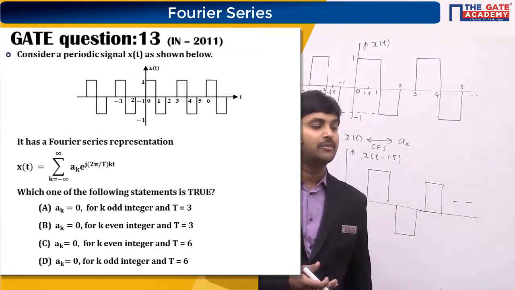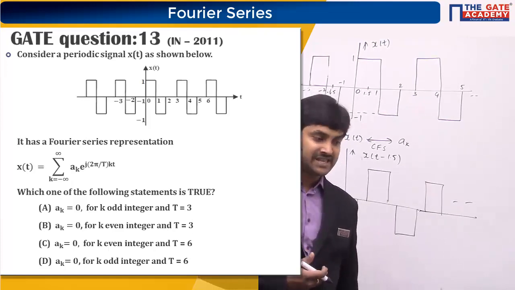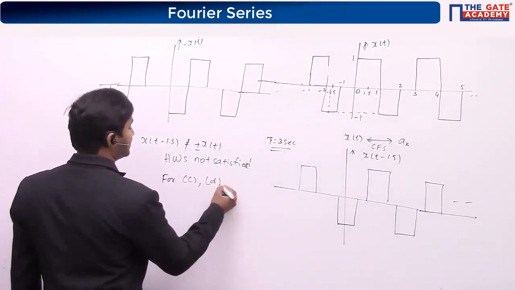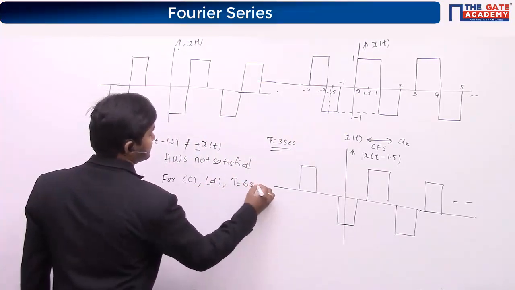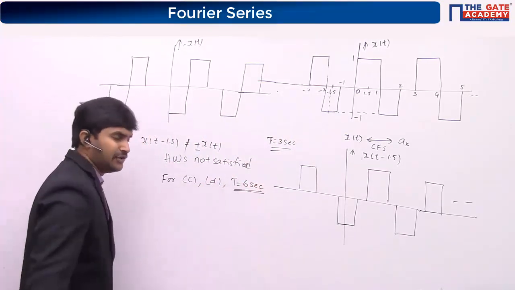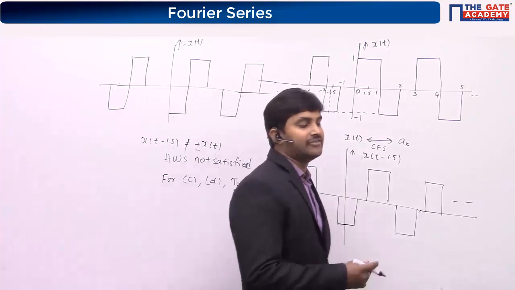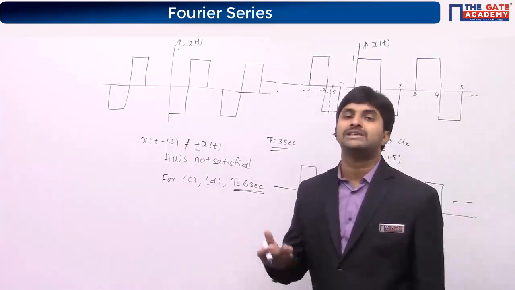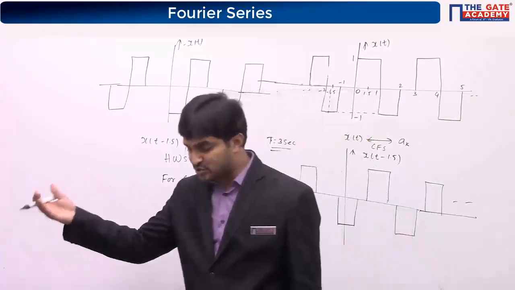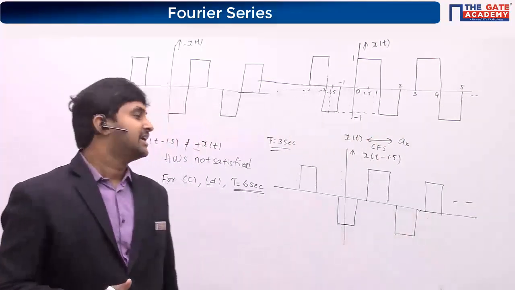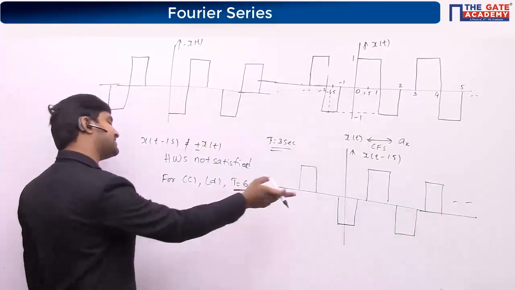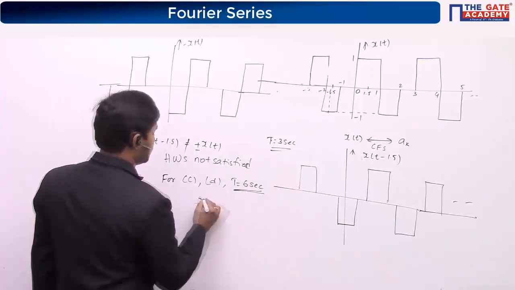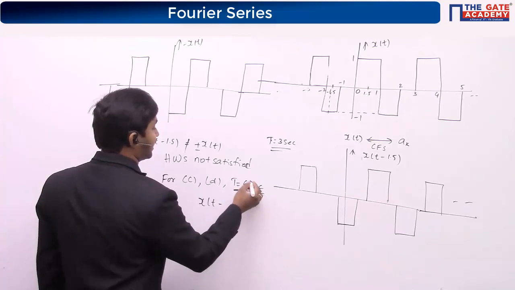What is interesting about options C and D is that here the time period is considered as 6 seconds. We know that if the signal has a fundamental time period of 3 seconds, we can also consider the time period to be 6 seconds, 9 seconds, 12 seconds and so on. This is what we have learned. So here it is going to be 6 seconds, which is fair enough. Now if you take the half-wave symmetry, x of t minus half time period is 3.